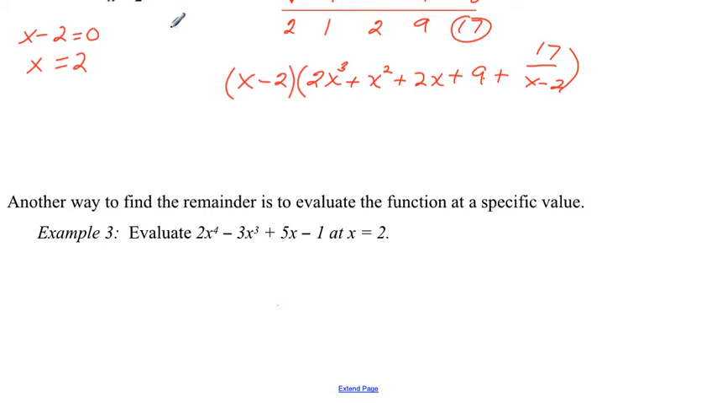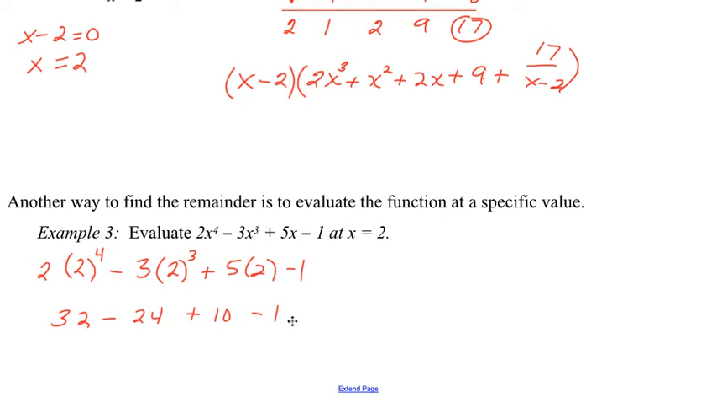So another way to find a remainder, if we were looking just to find the remainder, is to actually evaluate the function at that value. So this is the same equation that we've just divided using long division and synthetic division. If we were to evaluate that at x equals 2, we just plug in 2 for the variable x everywhere x occurs. So 2 to the fourth power is 16, and 16 times 2 is 32. 32 minus 2 to the third is 8, and 8 times 3 is 24, and then plus 10 minus 1. Well, this gives us 8 plus 10 is 18 minus 1 is 17. So we end up with that same remainder no matter which process we use.